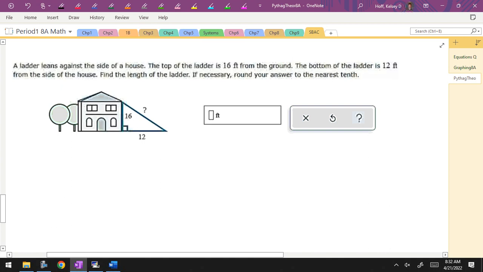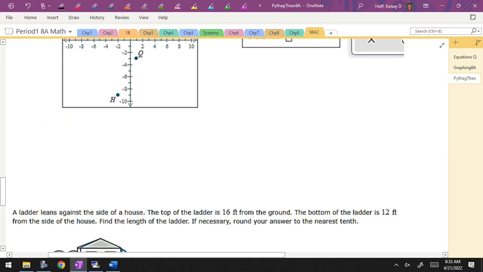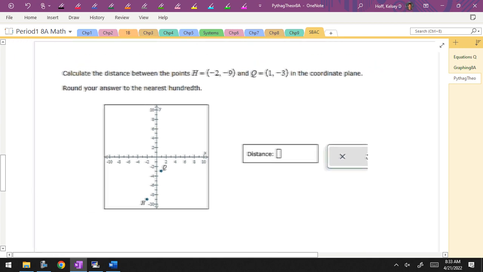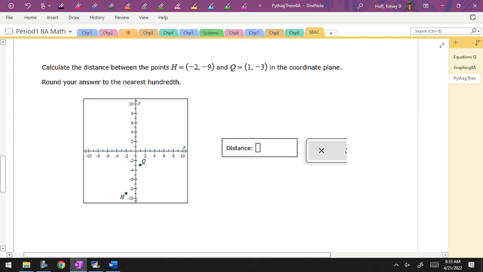A ladder leans against the side of a house. The top of the ladder is 16 feet from the ground. The bottom of the ladder is 12 feet from the side of the house. Sorry, wrong one. I skipped too far ahead.